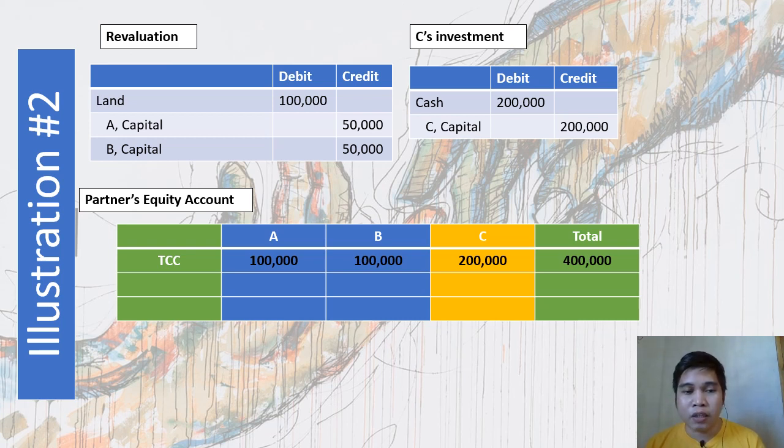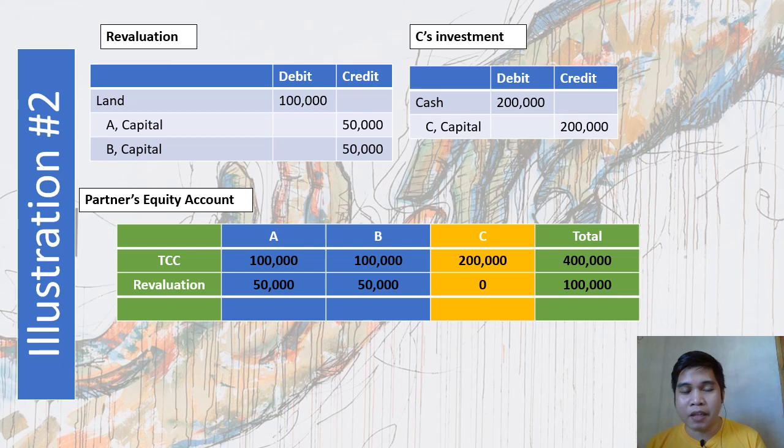So, yung ating total contributed capital before the admission of C, meron tayong 100,000 kay A, 100,000 kay B, 200,000. Kay C, ang total natin 400,000. Then, nagkaroon po tayo ng revaluation ng 100,000 which is given to all partners. So, letter A, we have 50,000 pesos. Kay partner B, we have 50,000 pesos. So, yung total revaluation po natin ay 100,000 pesos.